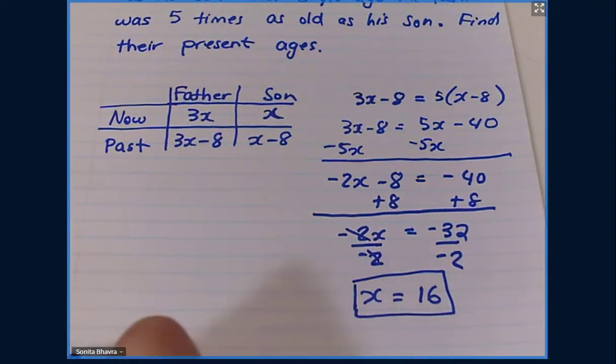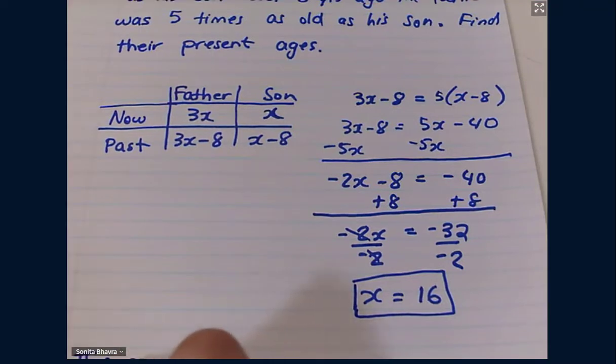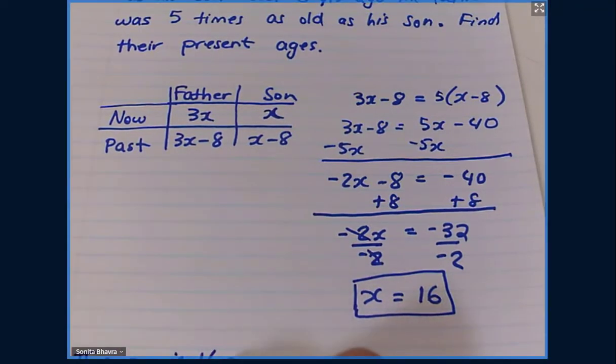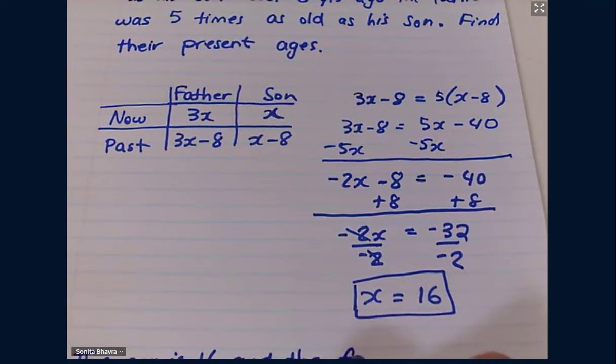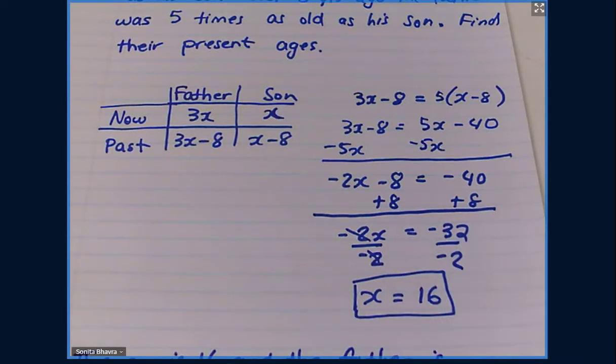So we would just have to write down that last sentence. So the son is 16, and the father is 16 times 3, which is 48.